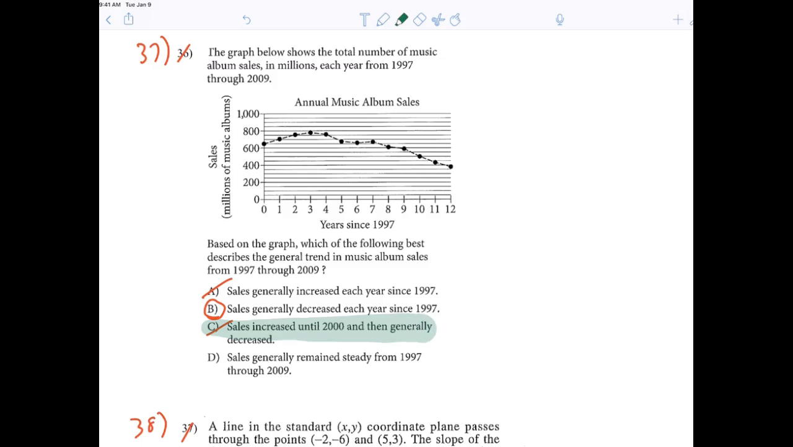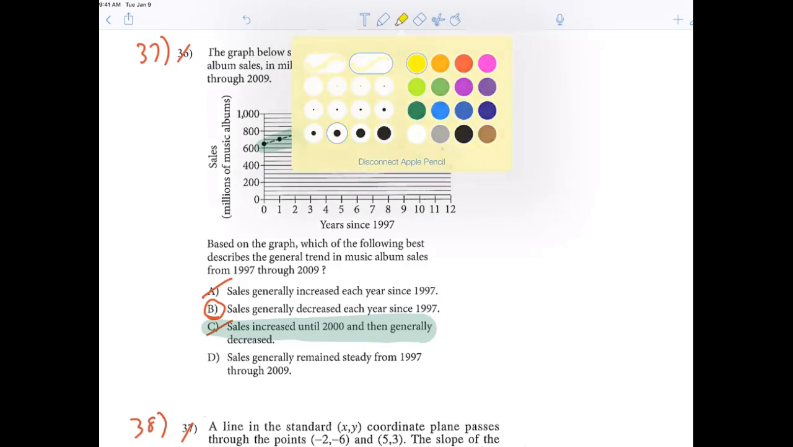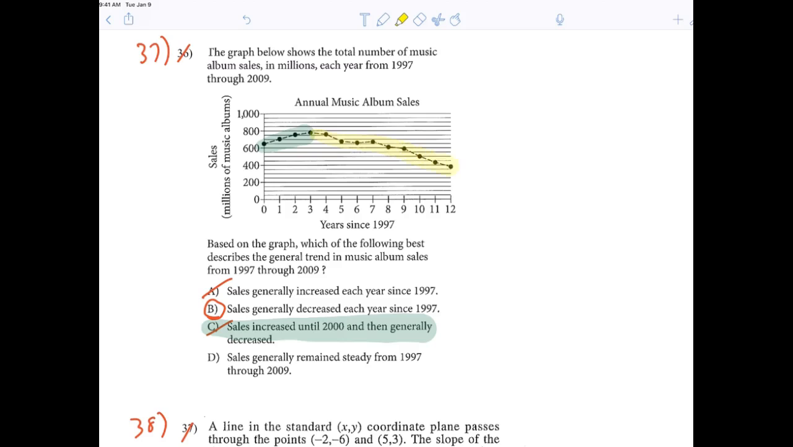The sales increased until 2000. So let's look here. So he's right. It increased until 2000. Right? Because it starts at what year? 1997. And then what did it do? And then there was a general decrease. All right. There we go. C is correct.